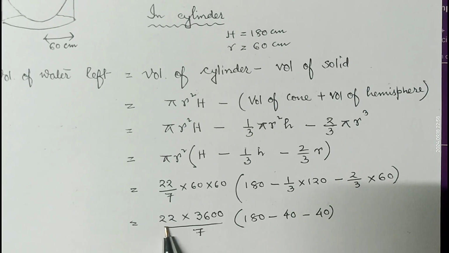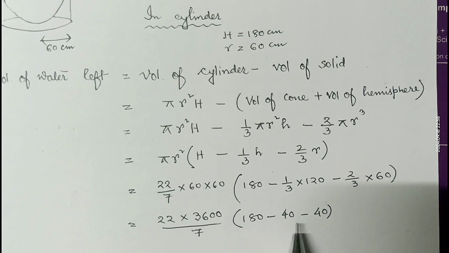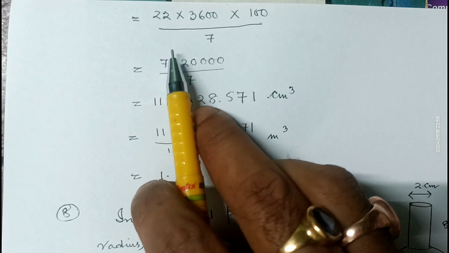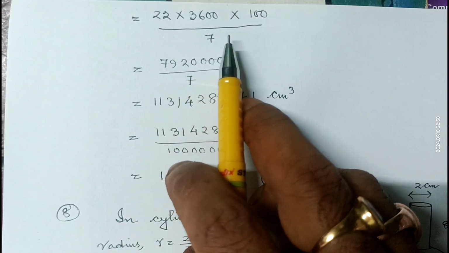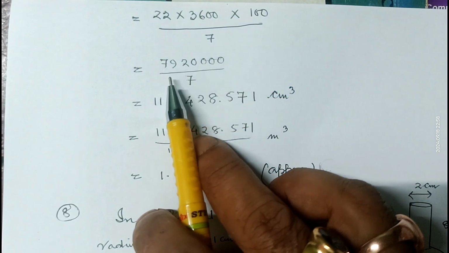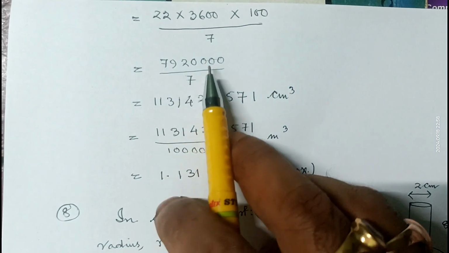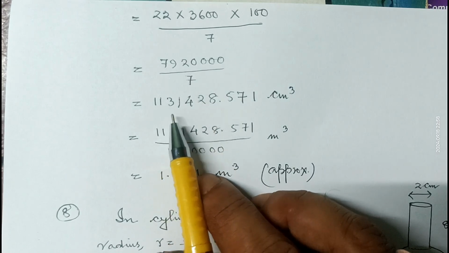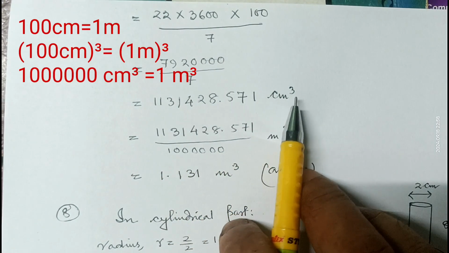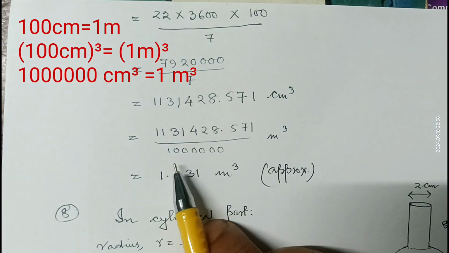So we are left with 22 into 3600 by 7, then 180 minus 40 minus 40. So it will be 22 into 3600, 180 minus 80 will give 100, by 7. If I multiply these three it will give 7920000 divided by 7. After dividing it will be 1131428.571 centimeter cube.